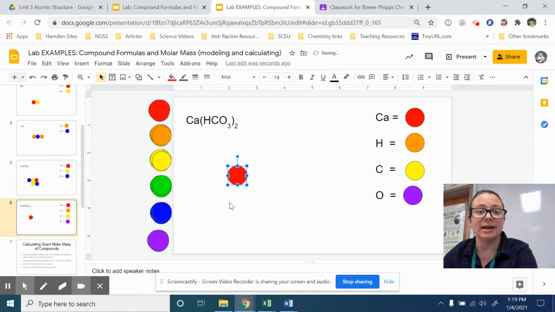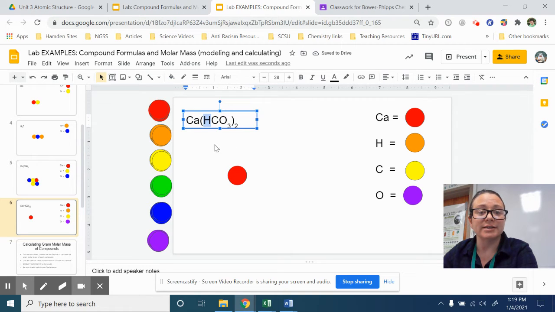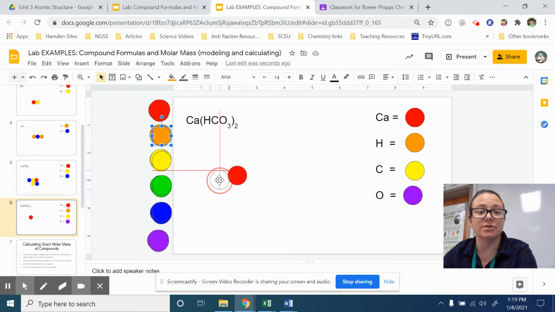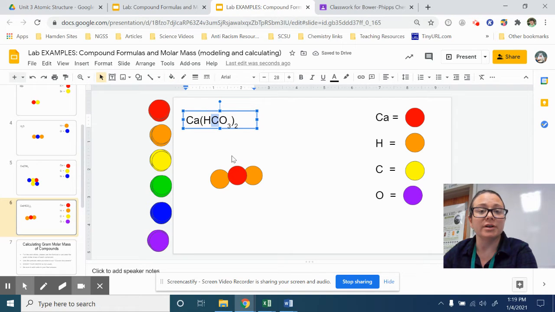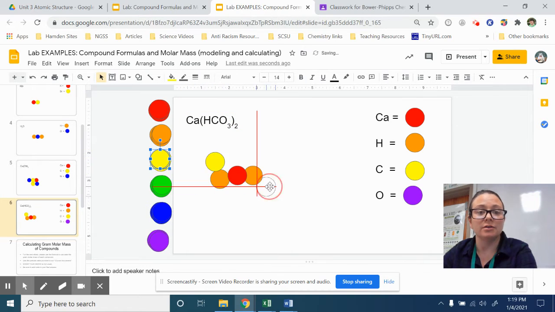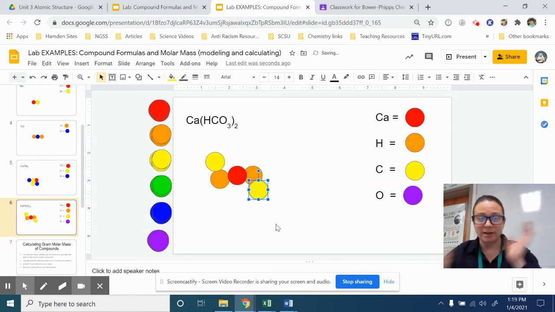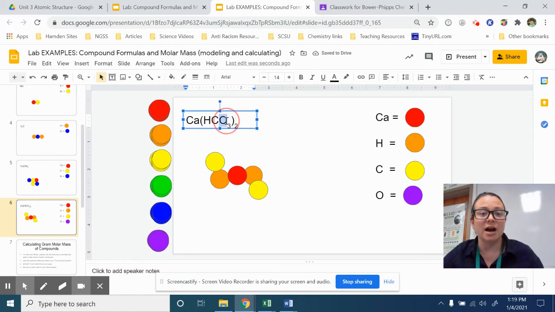So I need 1 Ca. There's only 1 hydrogen inside the parentheses. So 1 times 2, I need 2 hydrogens. Hydrogens are orange, so I'm going to do 2 hydrogens. I have 1 carbon here, right? No number next to carbon. So 1 times 2, I have 2 carbons. 1 carbon, 2 carbons. Again, it doesn't matter where you put them as long as they're connected. And then finally, I have oxygens. There are 3 oxygens inside the parentheses and a 2 outside. They multiply together. 2 times 3 gives me 6 oxygens.